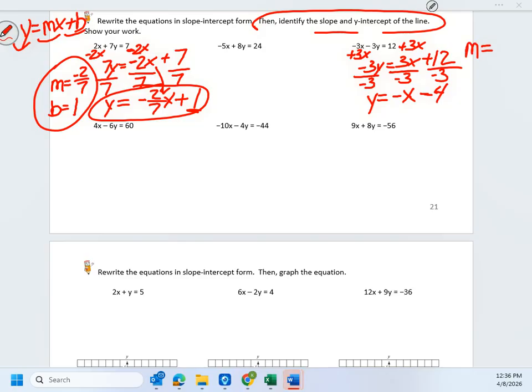What would we put for our slope? Remember that slope is in fraction form. Careful. Would it be just 1 over 1, Ellie? Negative 1 over 1. And what is my y-intercept? Negative 4.